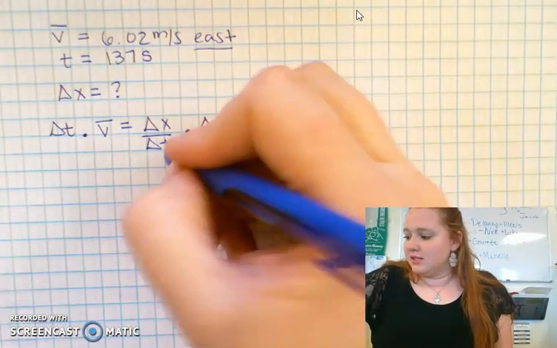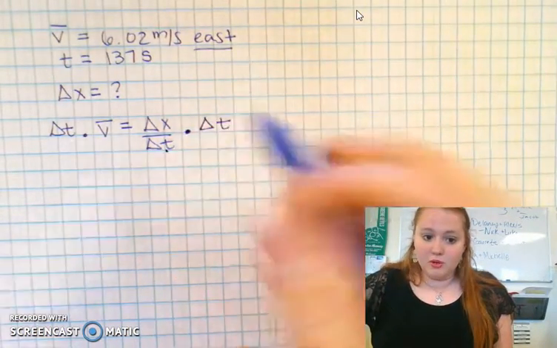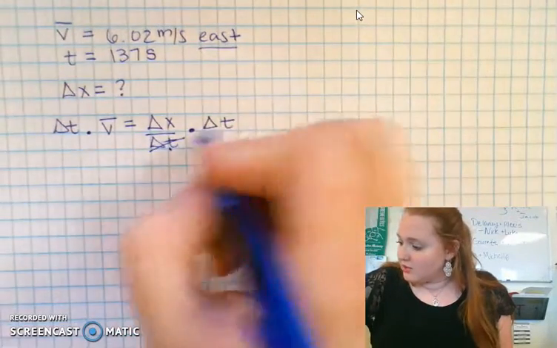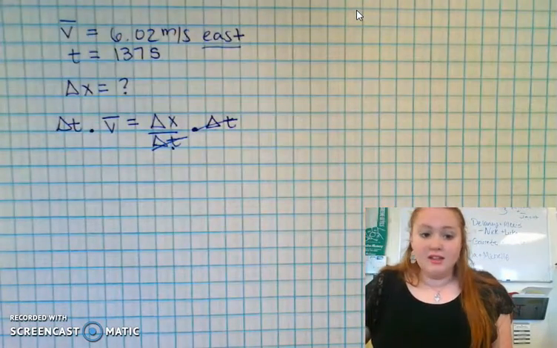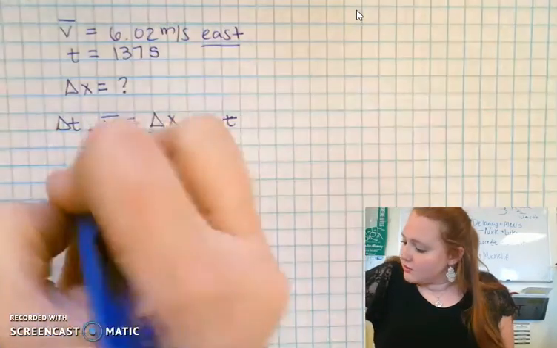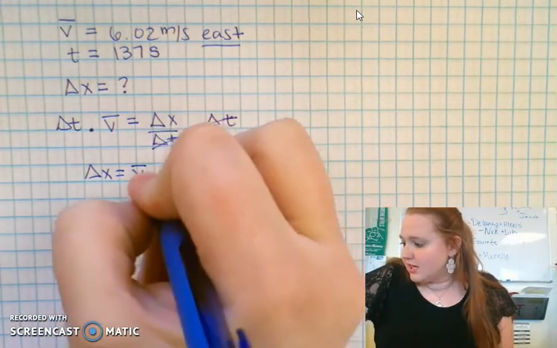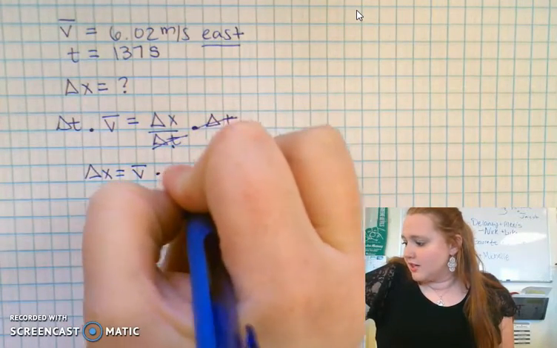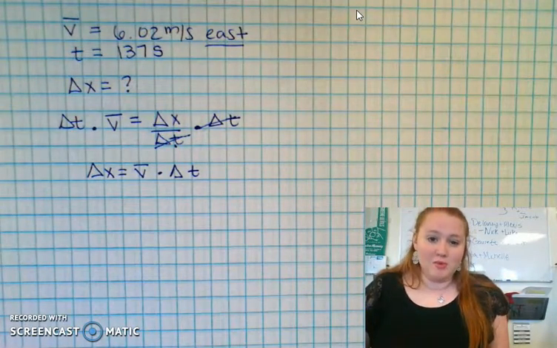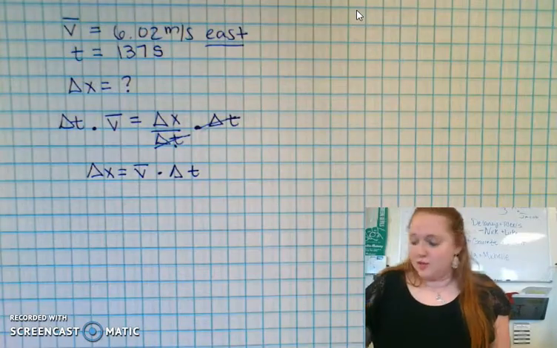Now, when delta t is multiplied by 1 over delta t, those cancel. That equals 1. So we're left with delta x equals our average velocity times our time. Now this problem is pretty simple. I just multiplied those two together.